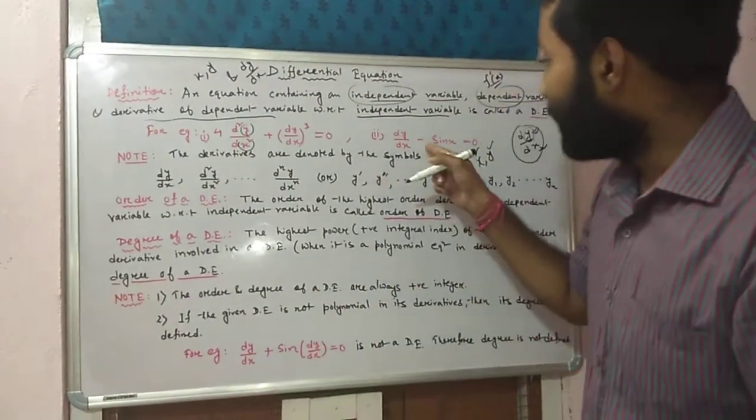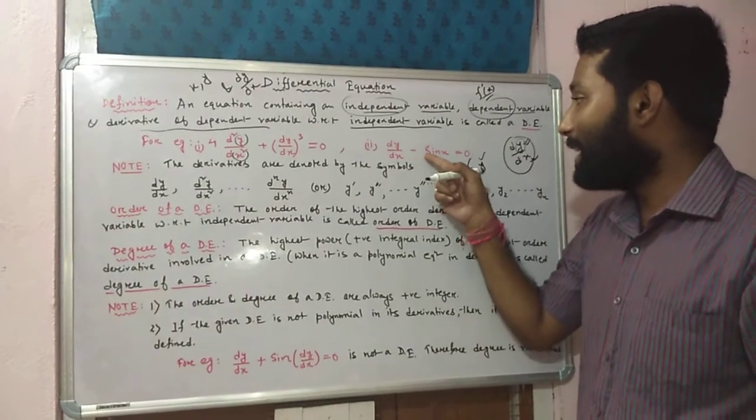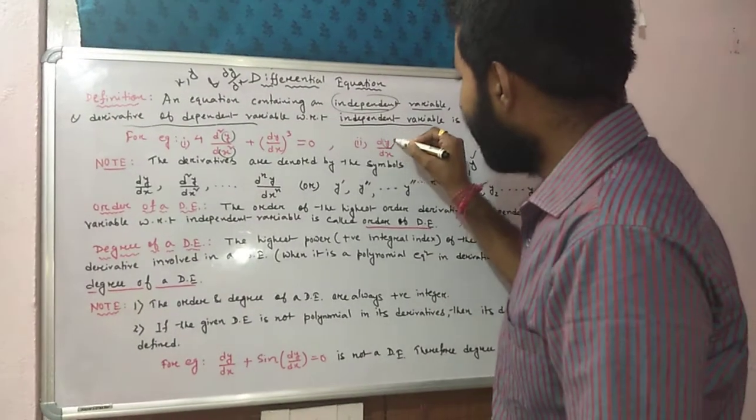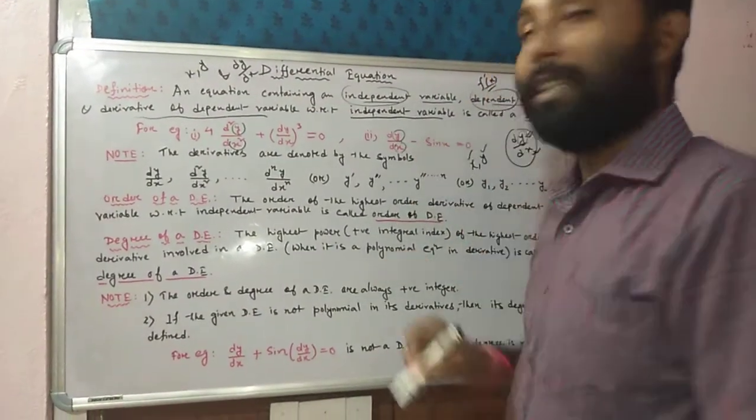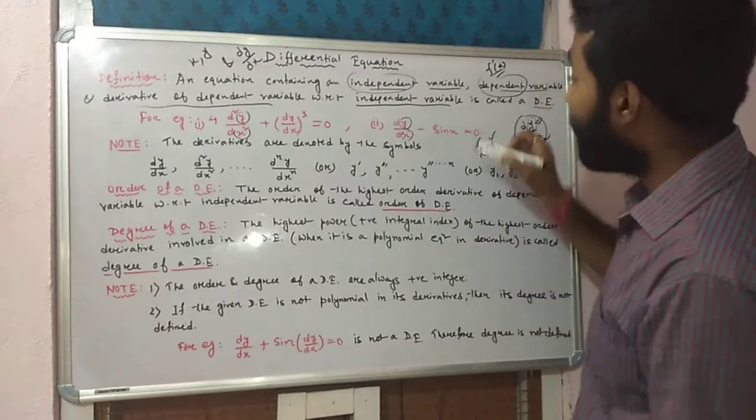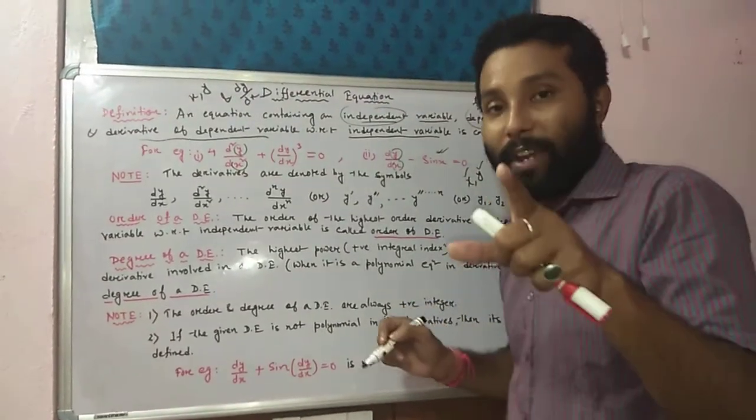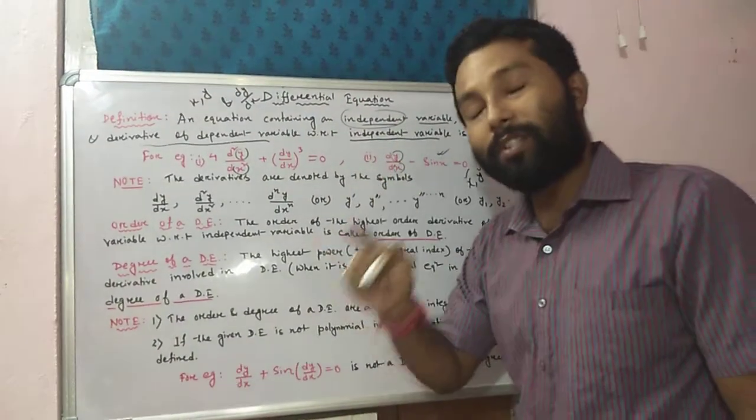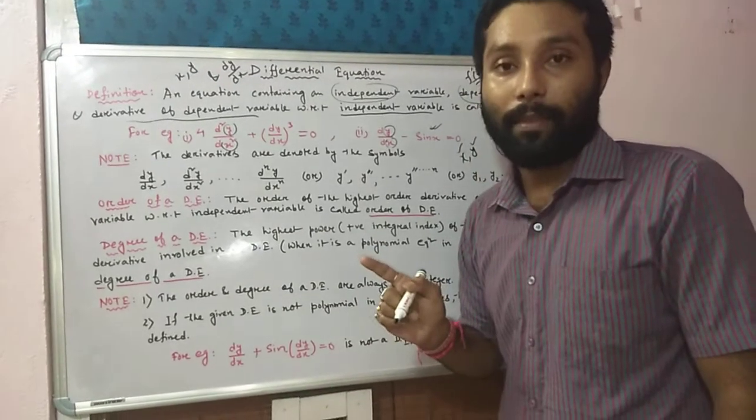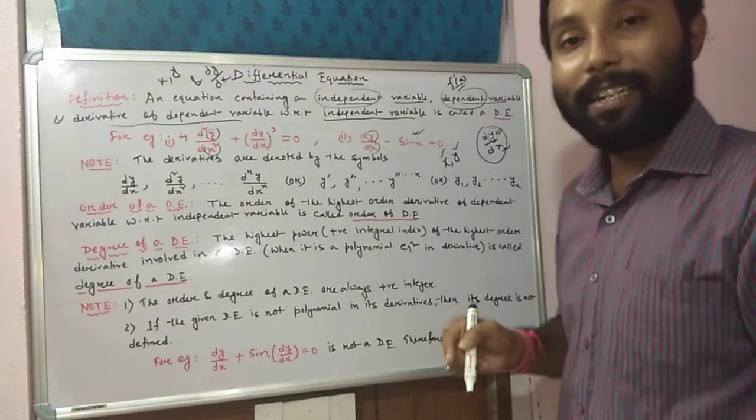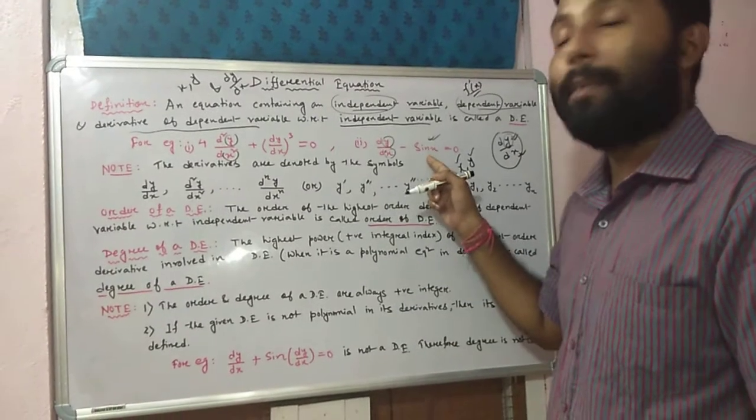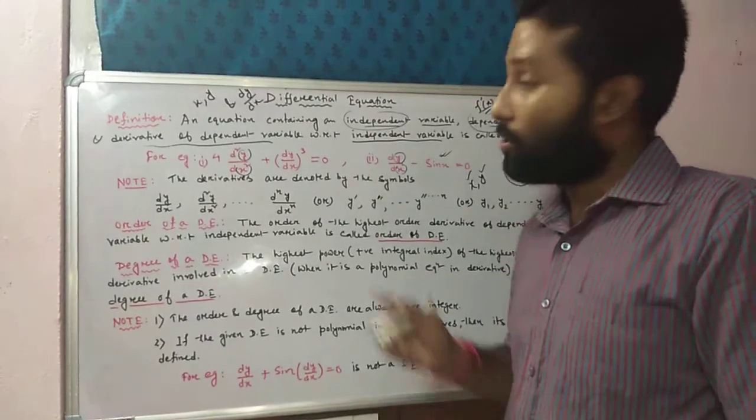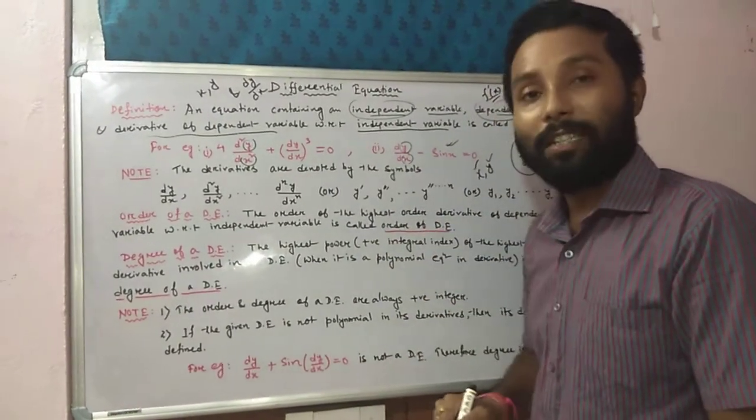Okay, second example you take, dy by dx minus sin x equal to 0. This is a differential equation because here also the derivative of the dependent variable with respect to the independent variable is there. Now you may ask, here there is sin x. If an equation contains a derivative of a dependent variable with respect to an independent variable, that equation must be a differential equation. So here also dy by dx is there, minus sin x equal to 0. Whether here instead of sin x there is tan x or cot x, it doesn't matter. Okay, so these are the two examples of differential equation.